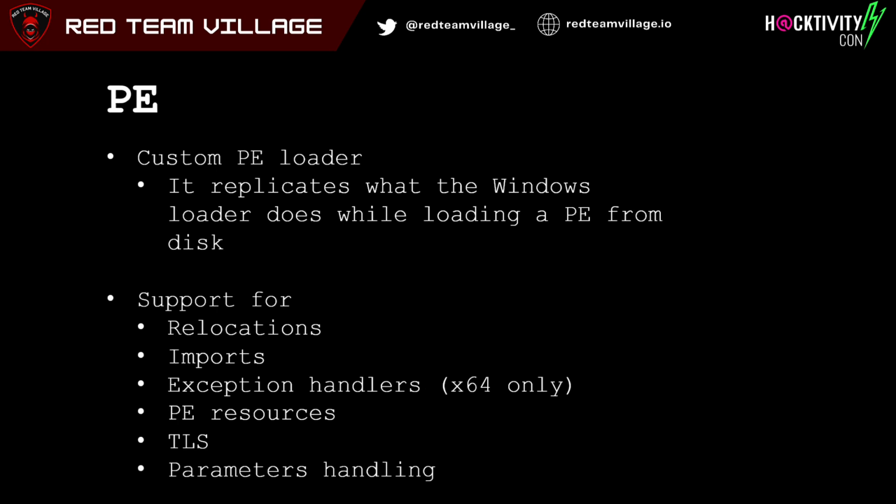For PEs, the standard Windows executables, we implemented a custom loader, which just replicates what the Windows loader does while loading a PE from disk, or while you double-click an executable file from the graphic interface, for example. Our loader has support for many PE features, like relocations, imports, exception handlers, but only for 64-bit programs, PE resources, and this involves tampering with the PEB of the current process, TLS callbacks, and parameters handling.